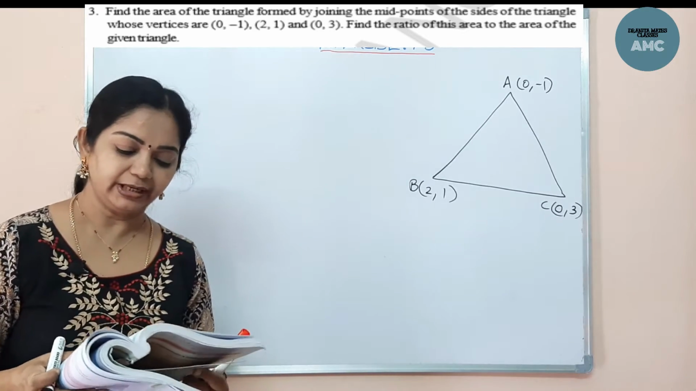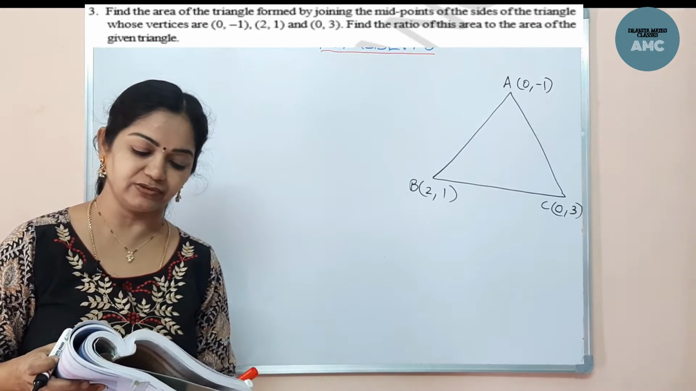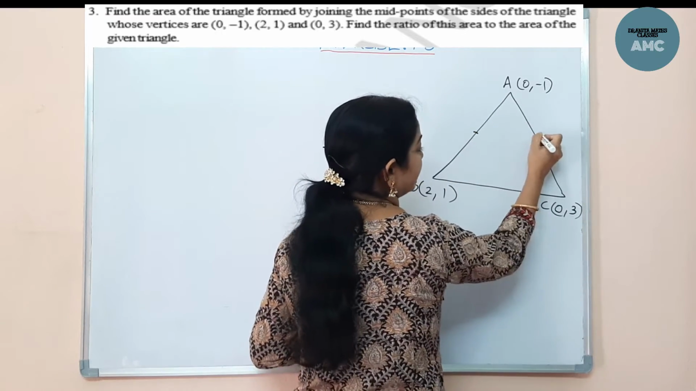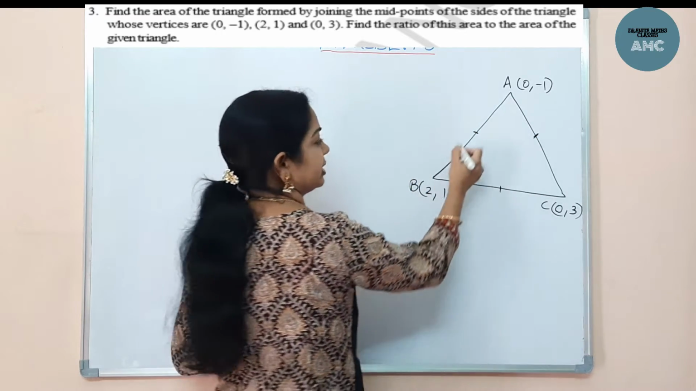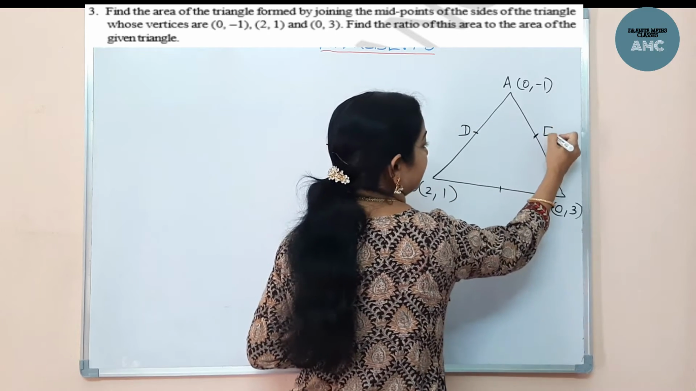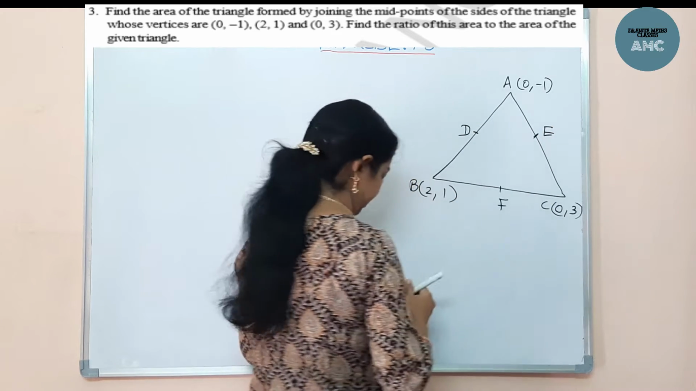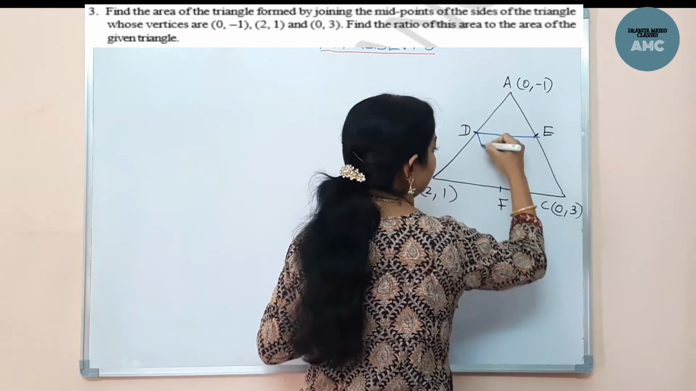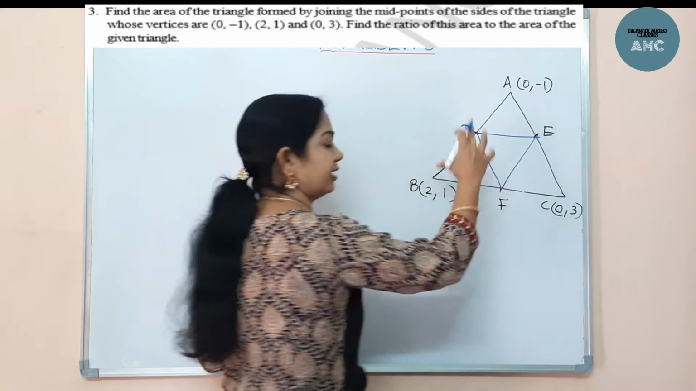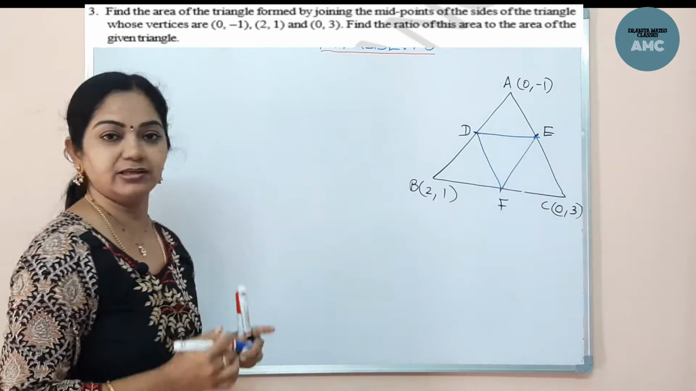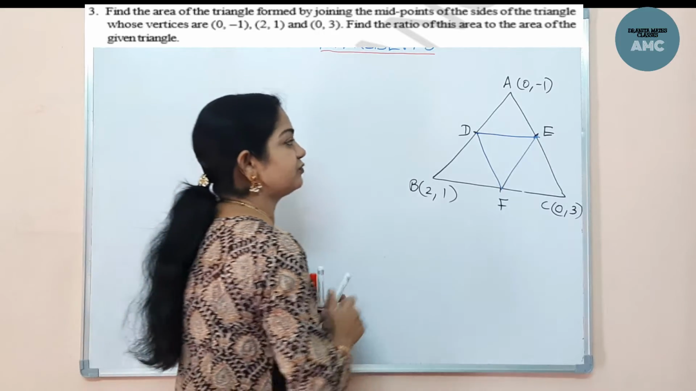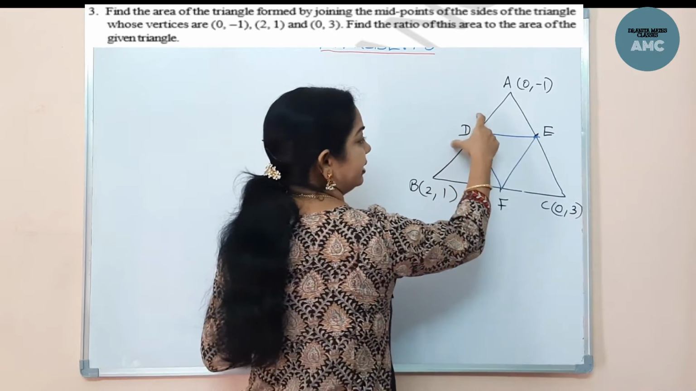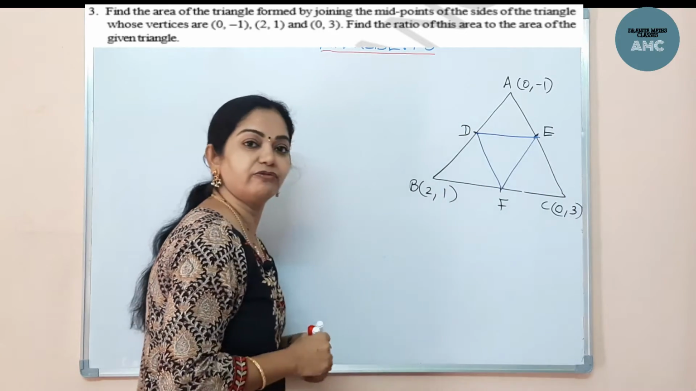Now here, we have to find the area of the triangle formed by joining the midpoints of the sides of the triangle with these vertices. Let me suppose the midpoints as D, E and F. Joining the midpoints, we get another triangle, and we have to find the area of that triangle, or find the ratio of the big triangle and the small triangle. First, to find the area of this small triangle, I need these three coordinates. How do I get D, E and F? From the formula of midpoint.